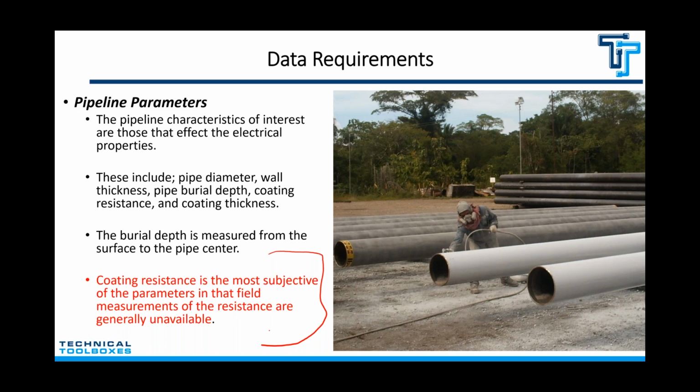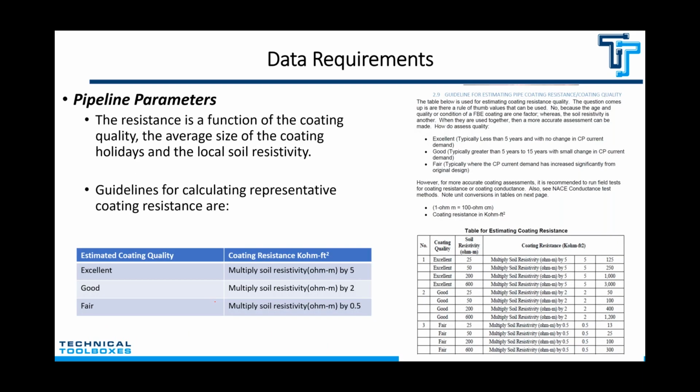But when we do our analysis, we have to come up with a value for that coating resistance to use in our models. This right here is just one example. This is the AGA, and the NACE manual on AC has it in there as well. But a very common way to do it is to base it on the soil resistivity. You determine whether you've got an excellent coating, a good coating, or a fair coating. And then you multiply by a number, 5, 2, or 0.5, times the soil resistivity in ohm meters. And that'll give you the value that we'll typically use.